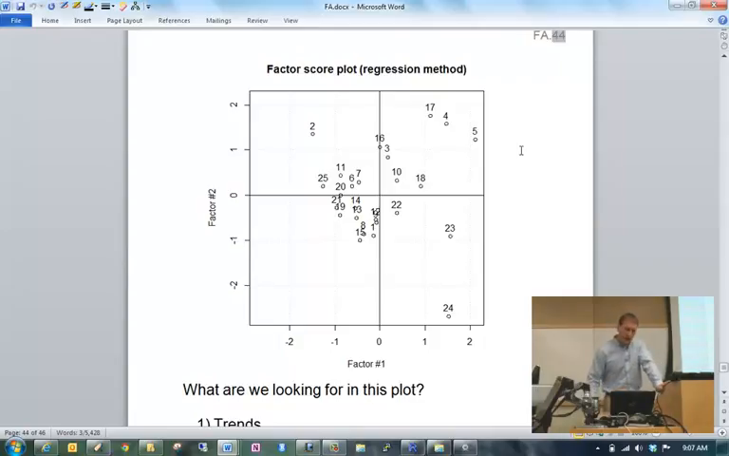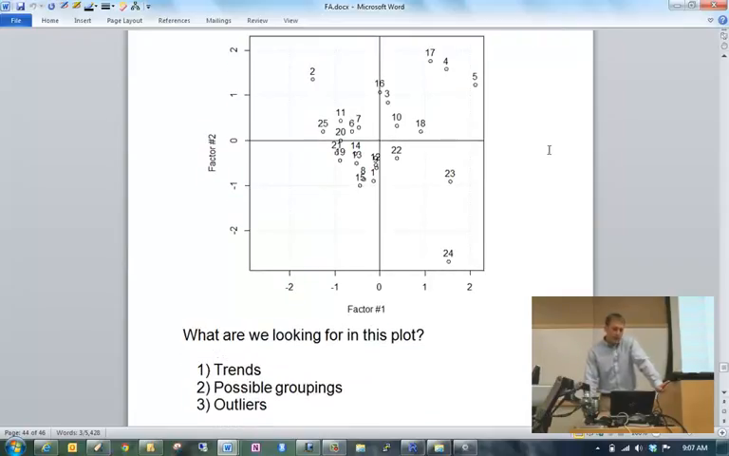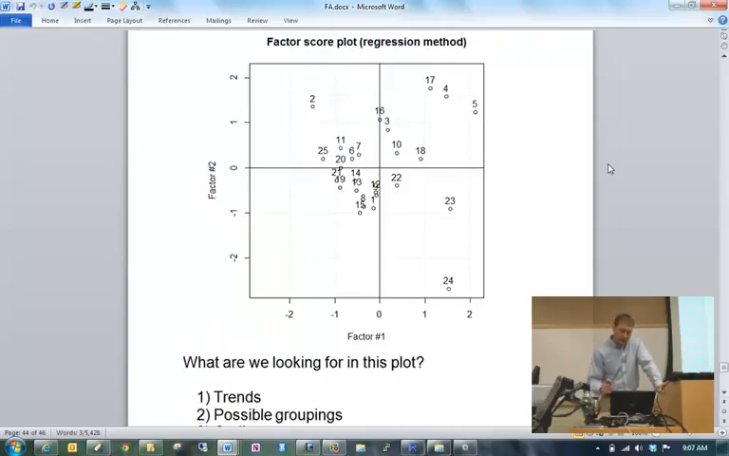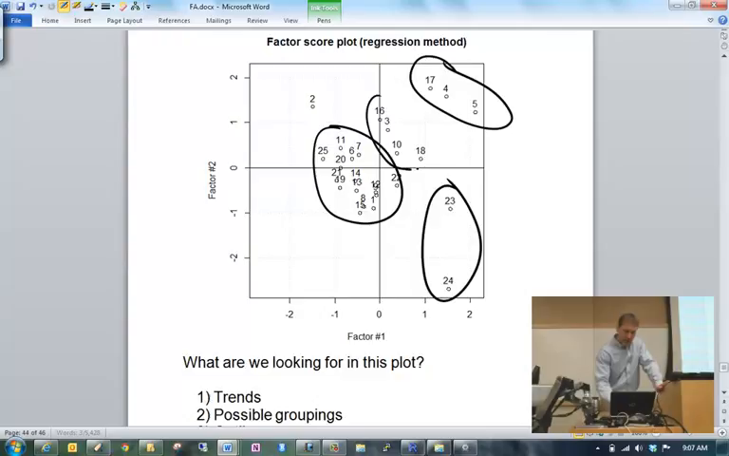What we're looking for are possible trends, groupings, or maybe even outliers in this plot, just like what we did with principal component scores. We can see, for example, that we have 17, 4, and 5, and they're kind of close to each other. Maybe that might be one grouping. Maybe 23 and 24. And depending upon how you want to take into account these common factor scores in the middle, you might have something that looks like this, or maybe you might even group those middle ones all together.